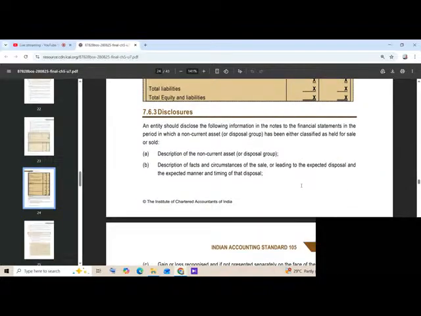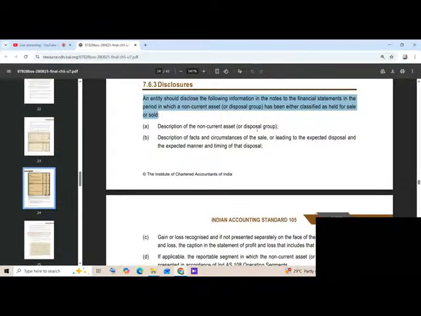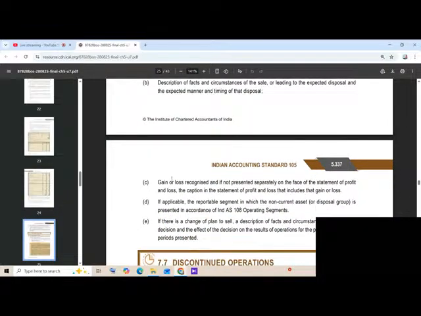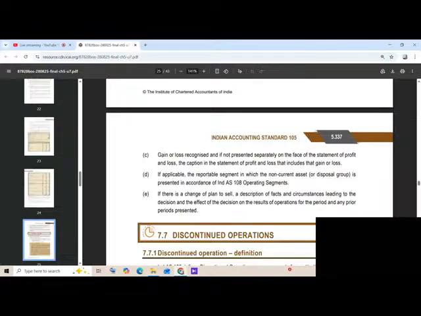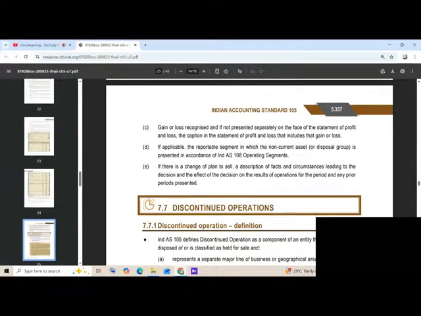Disclosures. An entity should disclose the following information in the notes of the financial statements in the period in which a non-current asset has been either classified as held for sale or sold. Description of the non-current asset or disposal group; description of facts and circumstances of the sale leading to the expected disposal and the expected manner and timing of the disposal; gain or loss recognized and, if not presented separately on the face of the statement of profit and loss, the caption in the statement of profit and loss that includes that gain or loss; if applicable, the reportable segment in which the non-current asset or disposal group is presented in accordance with Ind AS 108 Operating Segments.